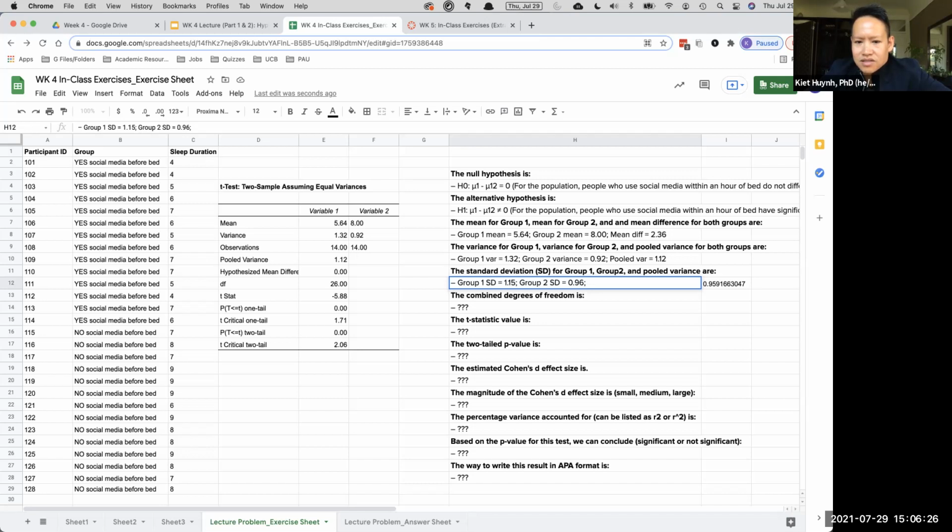Okay, and standard deviation for pooled variance equals, delete the variance for group 2. Look at the pooled variance, it is 1.12. That gives you the standard deviation, which is 1.06.